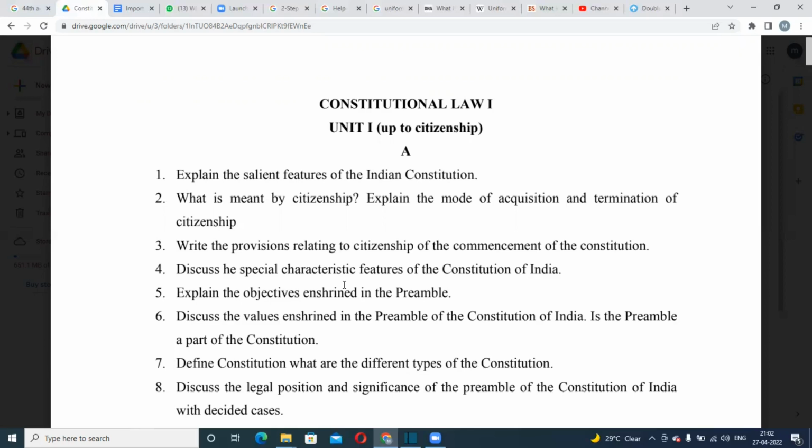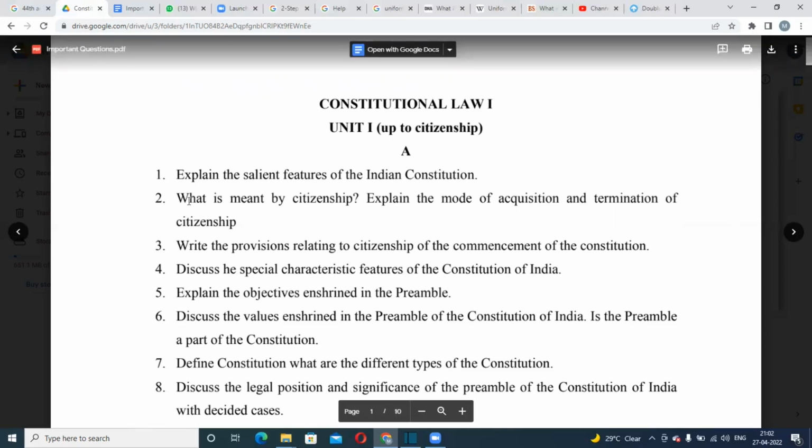From Unit 1, we have explain the salient features of Indian Constitution. It's a very important question, by the way. It's been repeated a lot many times in previous year question paper as well. And all these questions that I'm sharing here, these are from previous year question papers only. So it's not that these are some random questions. These are all important ones. Some might be a little bit repetitive, but everything is important. This is a very important one. We see salient features of Indian Constitution.